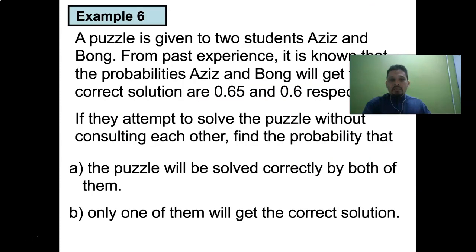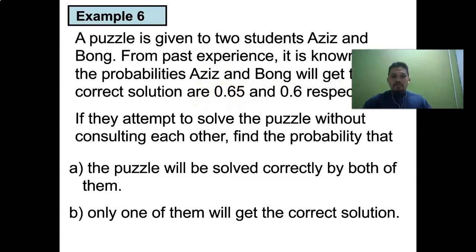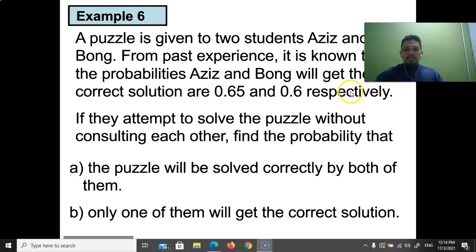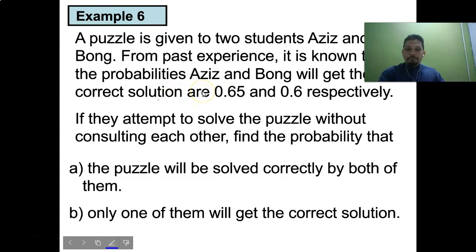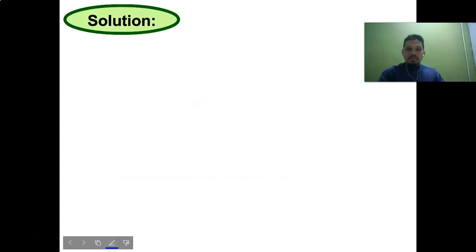A puzzle is given to the students Aziz and Bong. From past experience, we know that probably Aziz and Bong will get the correct solution 0.65 and 0.6 respectively. If they attempt to solve the puzzle without consulting each other, find the probability that the puzzle will be solved correctly by both of them, and that only one of them will get the correct solution. So from here, it's known that a puzzle is given to Aziz and Bong, and the probability that they will get the correct solution is 0.65 and 0.6.